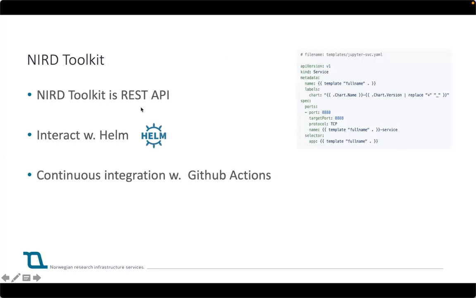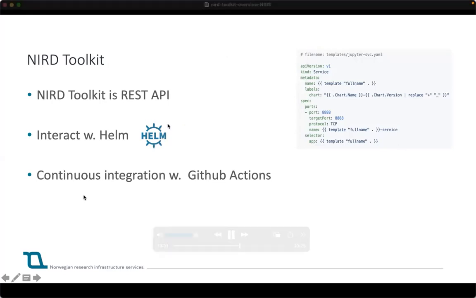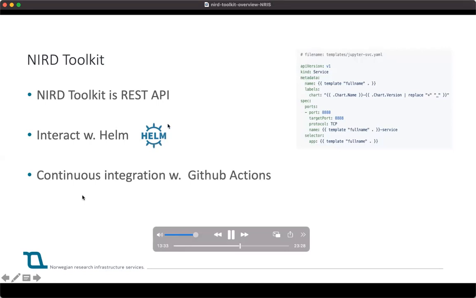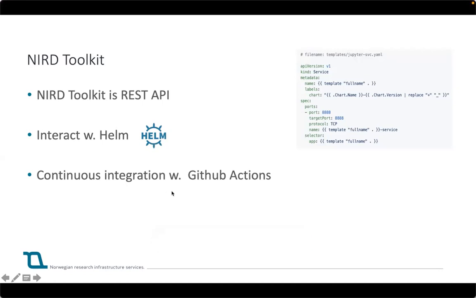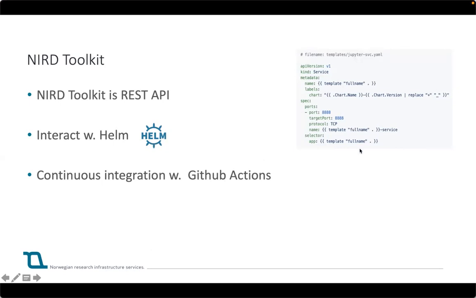A little bit of additional information about the structure of the NIRD Toolkit. The toolkit operates with the REST API. It interfaces with the Helm way of deploying the services, and we have set up continuous integration for when we want to make changes to the services, and that is done via GitHub Actions. And here is just a small example of what the resource in Helm can look like and how it picks up names and versions that you choose.